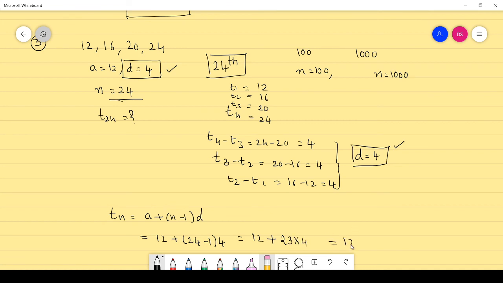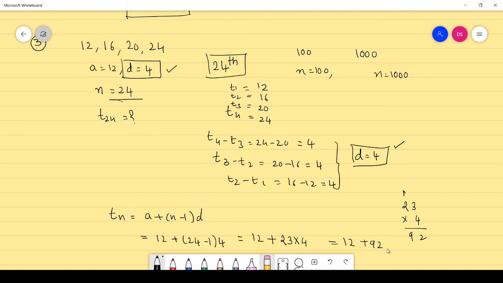You can easily find out the value of 23 into 4. So 4 3s are 12, 1 remainder, 4 2s are 8 plus 1 is 9, so 92, right? Now, so we got the value of the 24th term.